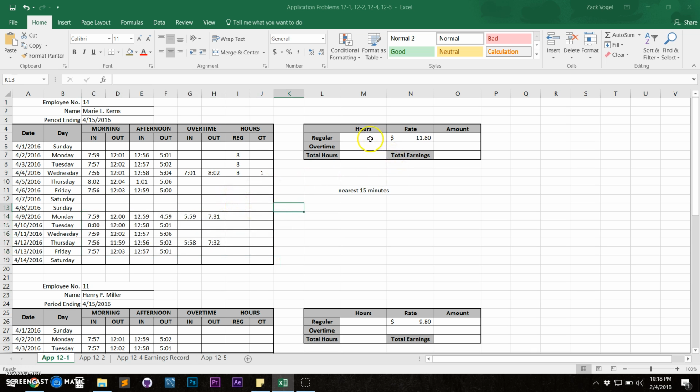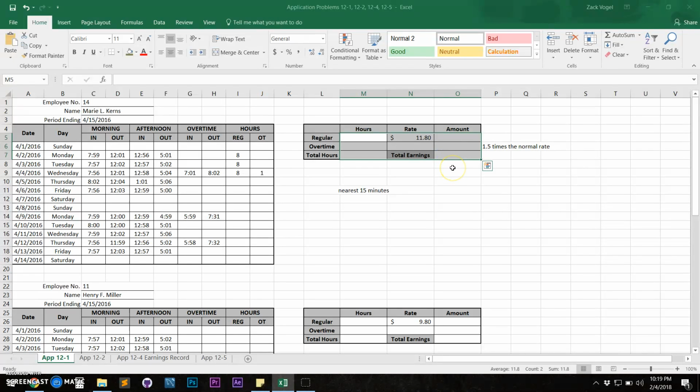And if you see here, you're going to add up your regular hours. You add up overtime. Now to figure out how much money they made in overtime, remember, it is 1.5 times the normal rate. So it's 1.5 times the normal rate, which there's the normal rate. And you have to figure out how much money they get.